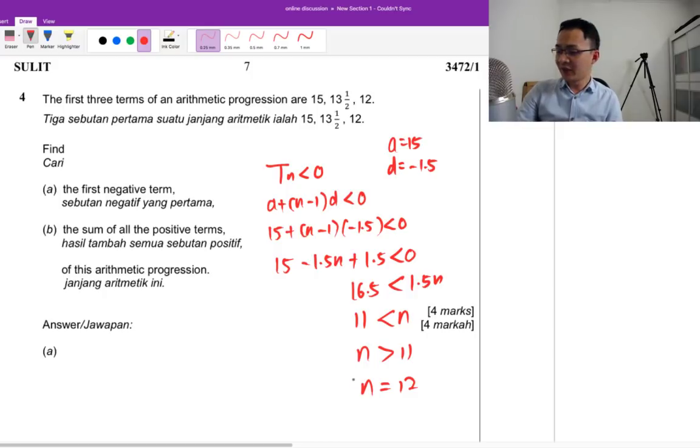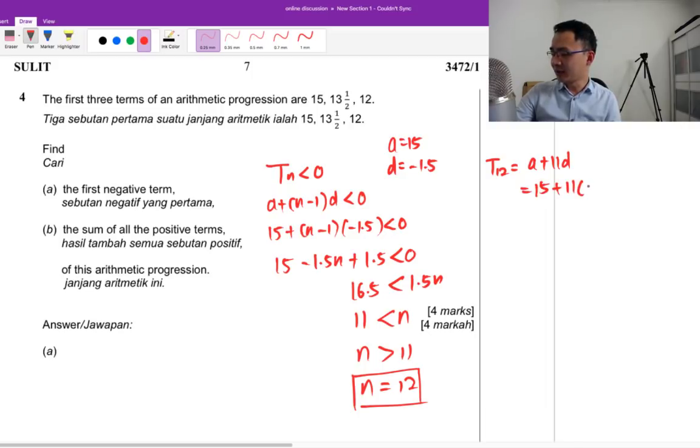Okay, so if I get n equals to 12, what I will do over here is basically I will try to substitute 12 into the formula, see whether I will get the negative value or not. So I will always double check. So I will try to find the T12 here. So it will be A plus 11D. This is the formula for 12. So A will be 15 plus 11 multiply negative 1.5. Right, so I want to check whether it is negative or not.